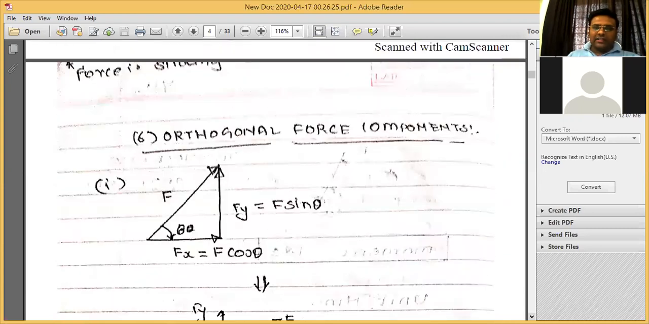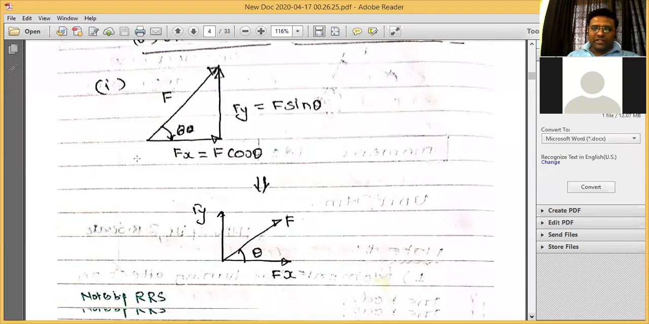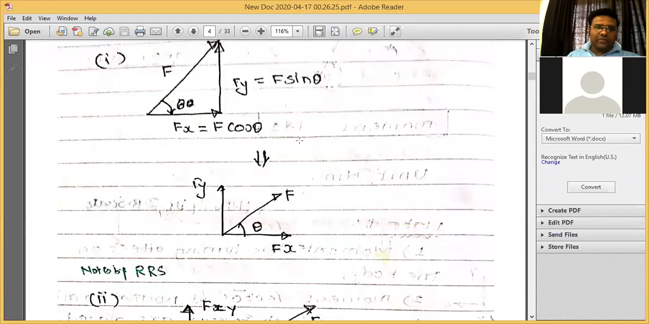And then we have seen the orthogonal force system, in which we decided that the component adjacent to the given angle is cos and the other is sin. So for the orthogonal force system in a two-dimensional force system, in this particular case Fx will be F cos theta, and in this particular case Fy will be F sin theta.